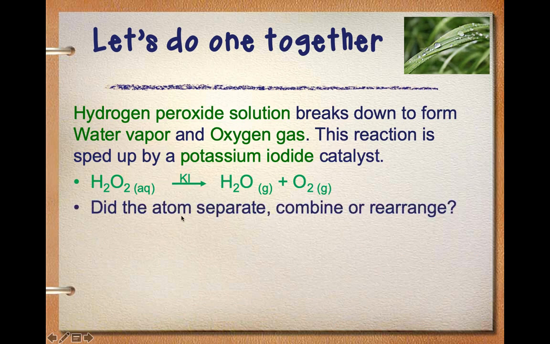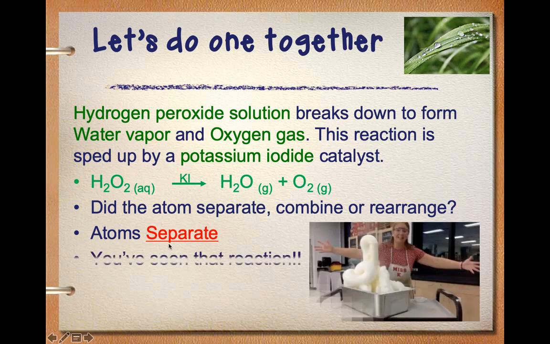Let me ask this follow-up question. Did the atoms separate, combine, or rearrange? We have one thing, and now we have 2 things. So what happened? Separate, combine, or rearrange? Which is it? Yeah, they separated. These bonds broke, and they made 2 new things. The atoms separated.